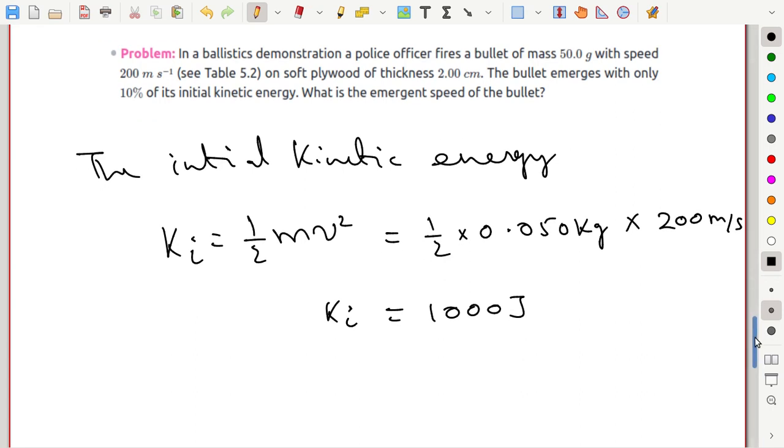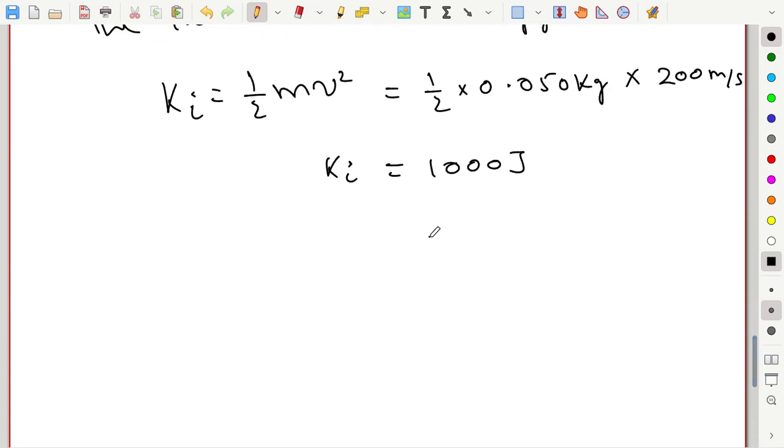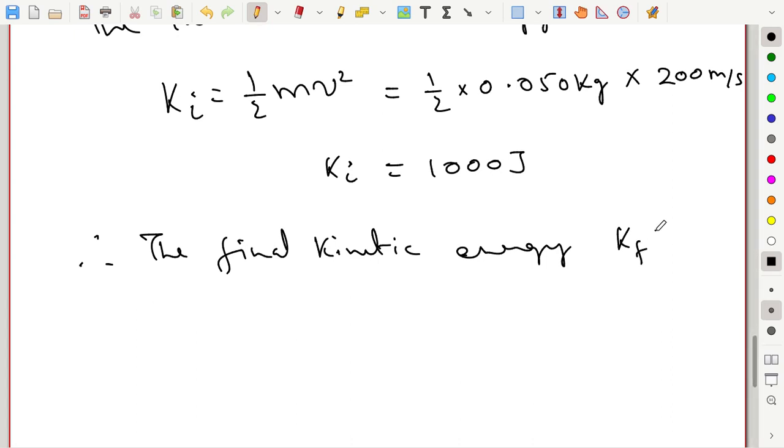So with this initial kinetic energy, the bullet passes through the soft plywood and emerges with only 10% of the original kinetic energy. Therefore, the final kinetic energy Kf is 0.1 times the initial kinetic energy. Therefore, Kf equals 0.1 into 1000 joules, which is 100 joules.